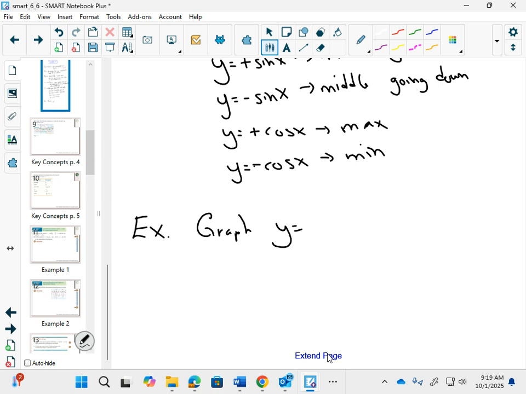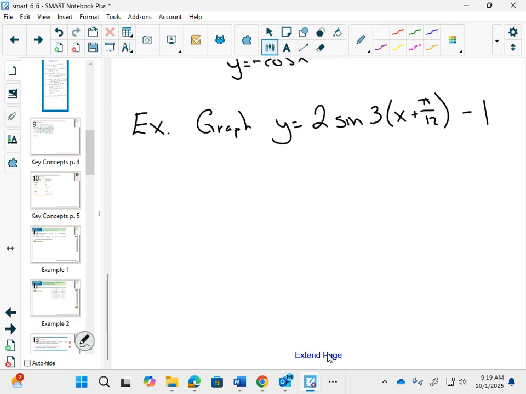Graph y equals 2 sine of 3x plus pi over 12, minus 1. And what I'm going to do up the top here is I'm going to write out DABC. And as I do each step, I'm going to put a check mark to show you what it looks like to do the D value, broken down nice and short and simple.